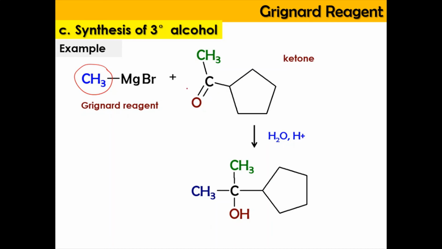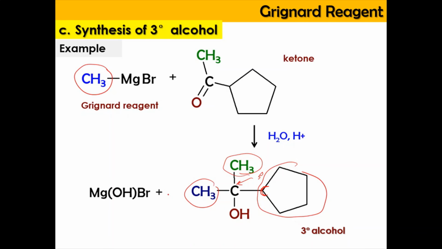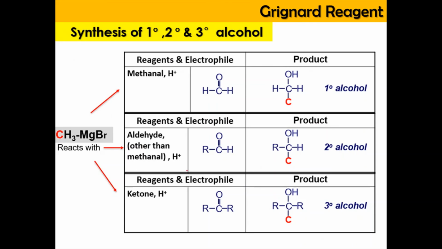So here is a tertiary alcohol because this carbon is attached to 1, 2, and here is also another carbon. So we're going to have 3 carbons attached to this, and this is a tertiary alcohol. And the side product here is going to be MgOHBr. Okay, and this is the summary of what I have talked about just now.